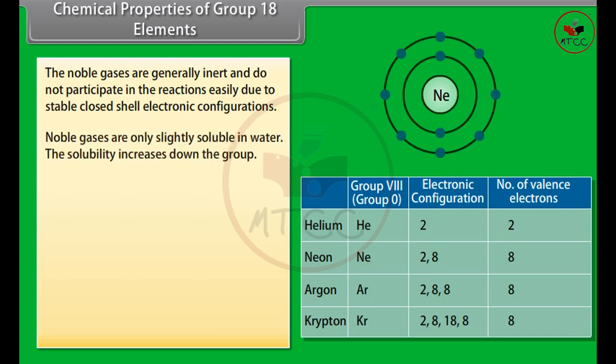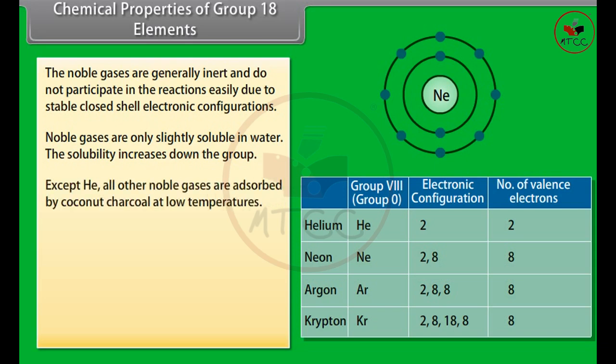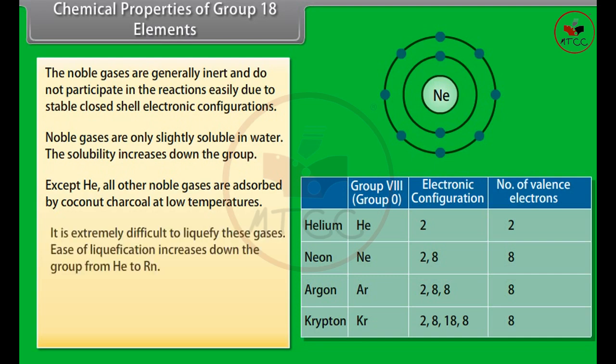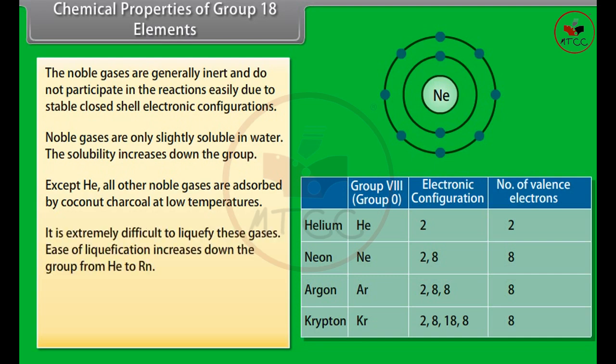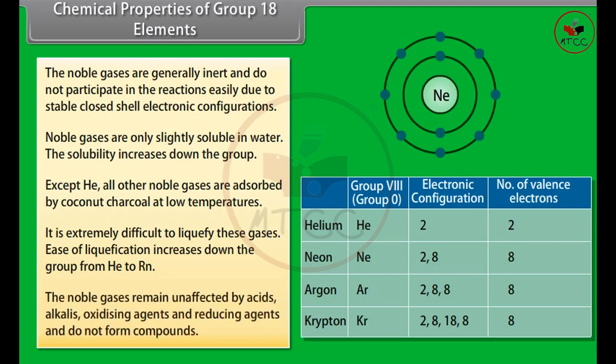Noble gases are only slightly soluble in water. The solubility increases down the group. Except helium, all other noble gases are adsorbed by coconut charcoal at low temperatures. It is extremely difficult to liquefy these gases. Ease of liquefaction increases down the group from helium to radon. The noble gases remain unaffected by acids, alkalis, oxidizing agents and reducing agents and do not form compounds.